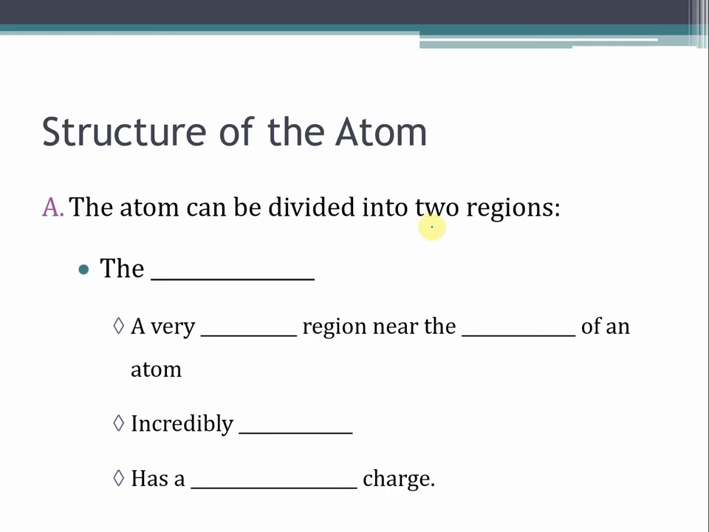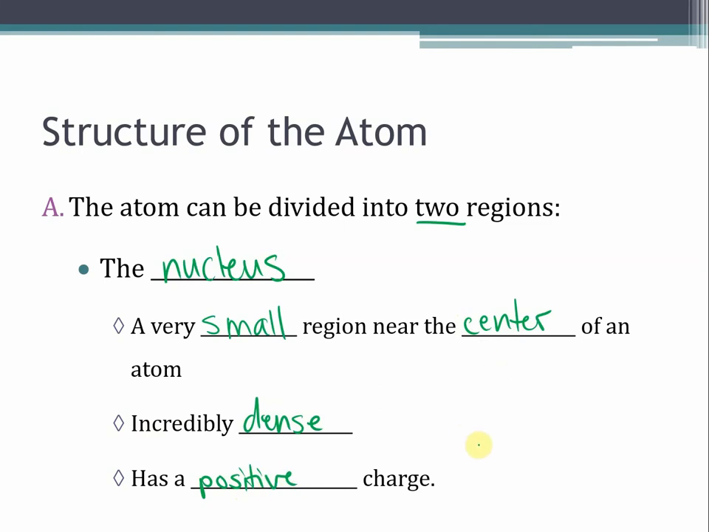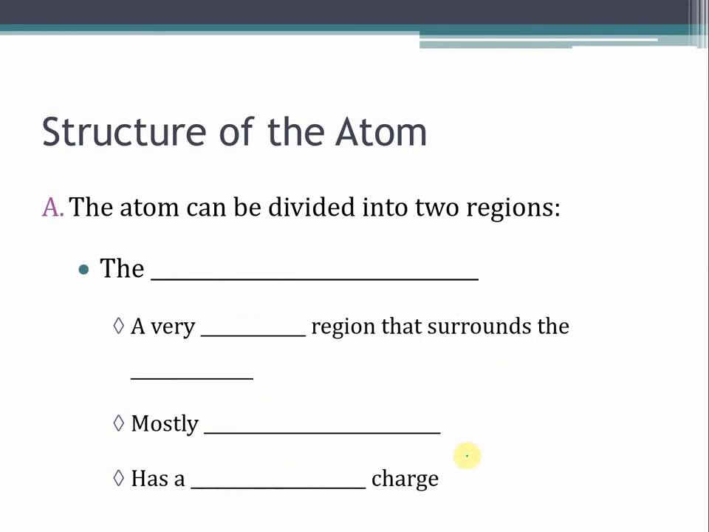Any atom can be subdivided into two regions. There is the nucleus, which is a very small, teeny tiny region near the center of an atom. It is incredibly dense, and it has a positive charge. So that's your nucleus, right in the center of your atom.